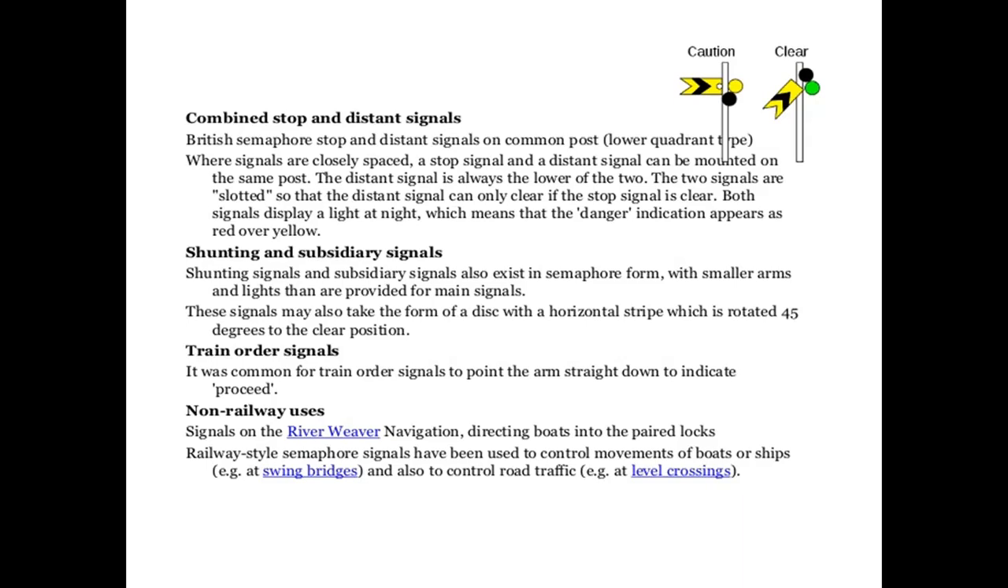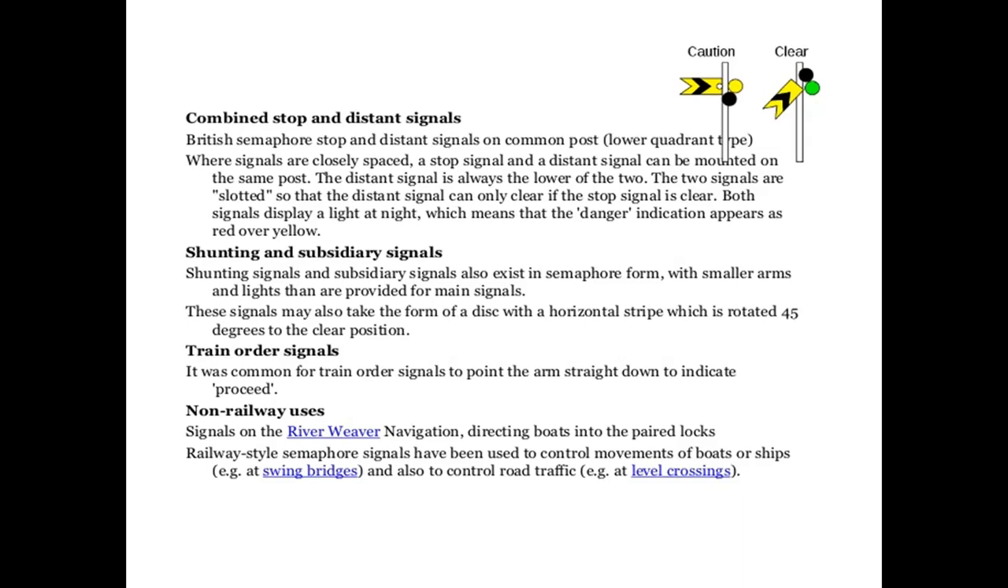shunting and subsidiary signals. Shunting signals and subsidiary signals also exist in semaphore form, with smaller arms and lights than are provided for the main signals. These signals may also take the form of a disc with a horizontal stripe which is rotated 45 degrees to the clear position. The train order signals.